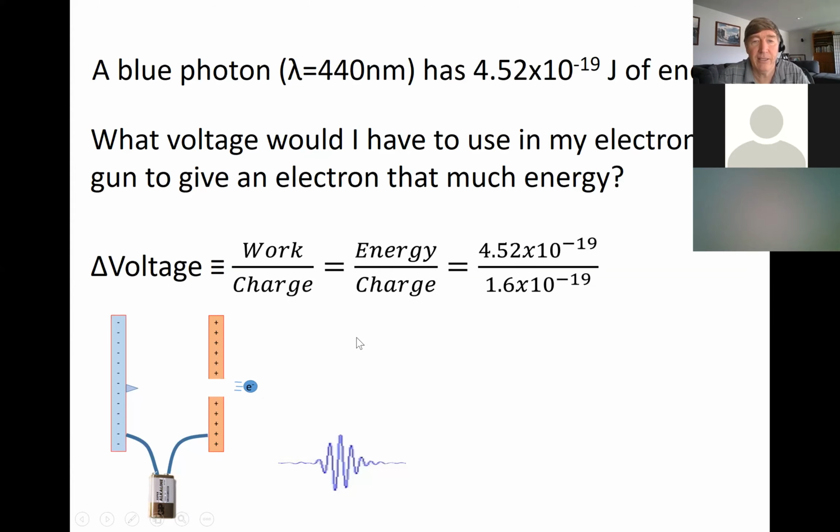So it works out that if we have an electron gun where we power it with a battery that's 2.8 volts, that electron is going to have the same amount of energy that that blue photon would have. You guys agree that that's pretty simple? Too simple, right? We need something more fun than that. So let's take it to the next level.